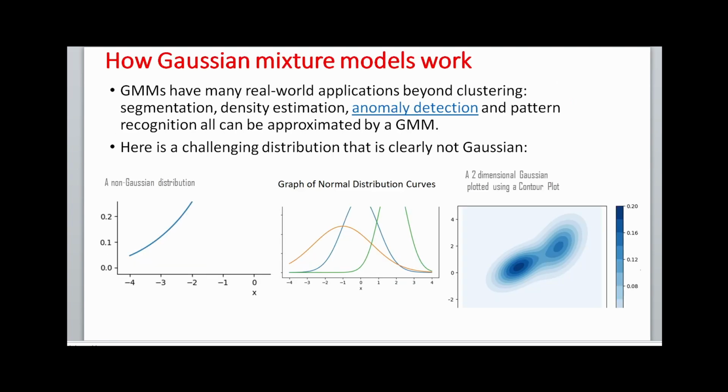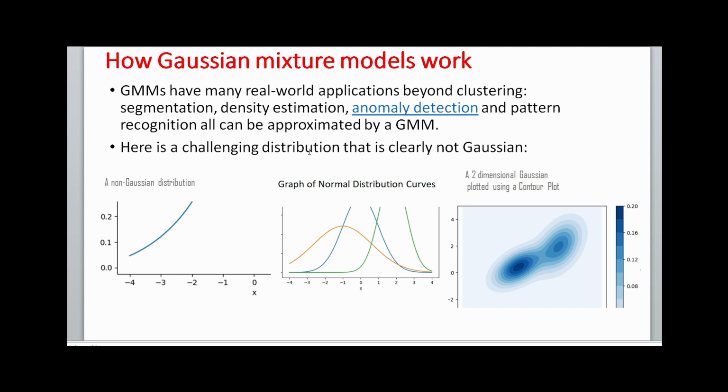So, and the model, how it works. It has many real-world applications beyond clustering: segmentation, density estimation, anomaly detection, and pattern recognition. All can be approximated by a Gaussian mixture model.